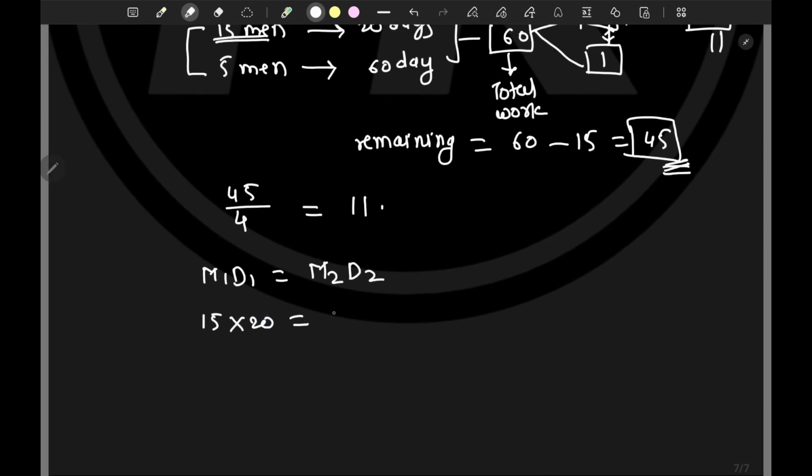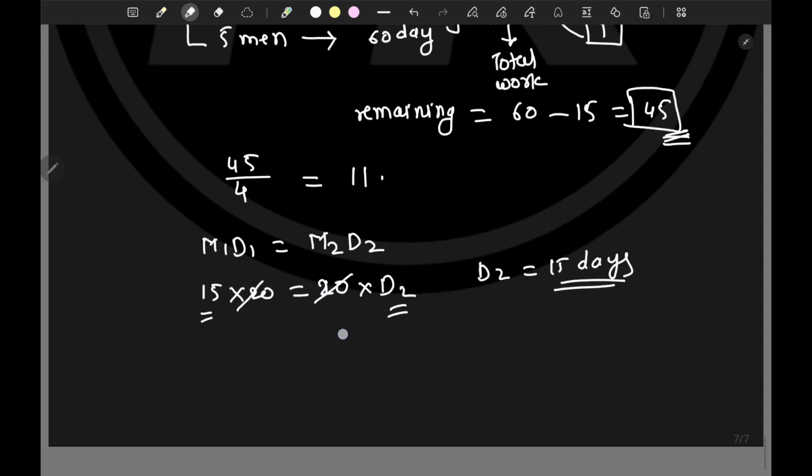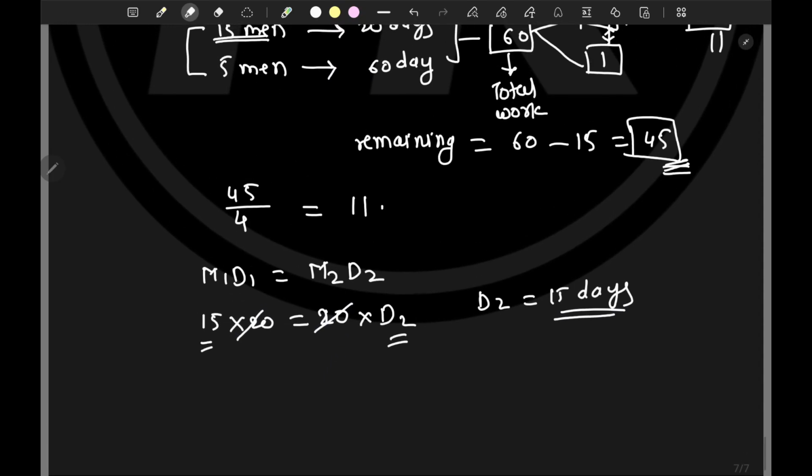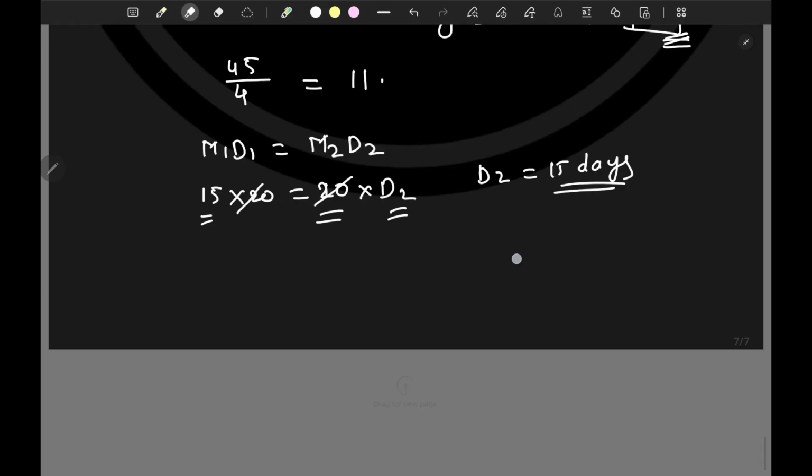Then how many men were added again? 20 men have been added. For how many days can they complete the work? That we don't know, that we need to find out. And hence d2 will be equal to 15 days, right? Because this 20 and 20 will get cancelled. Now I'll say 20 men can do the work now in 15 days.